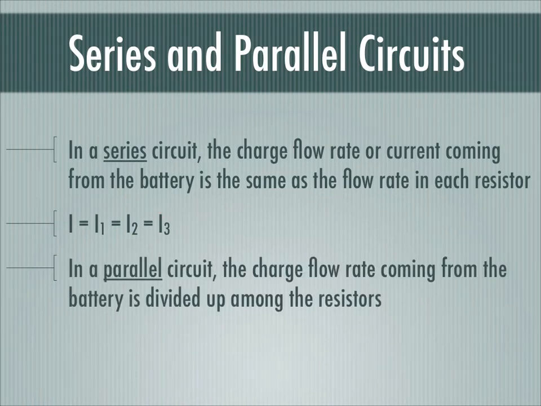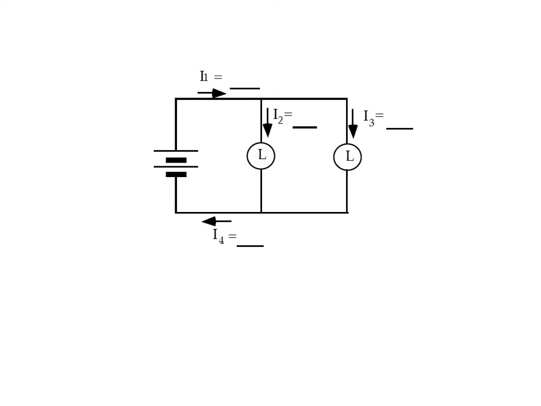Now let's test this idea. In a parallel circuit, which has more than one branch, the charge flow rate that's coming from the battery is divided up among the resistors. Flow rates in a parallel circuit were tested in activity 6.9, which used this circuit. And I saw that the flow rate coming from the battery was about 107 milliamps, and the flow rate going into the battery was also about 107 milliamps.